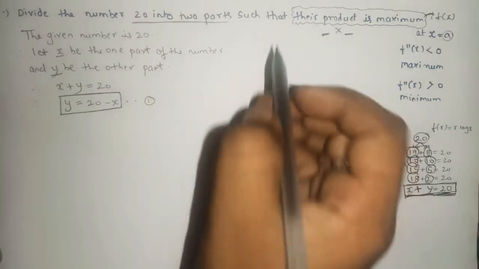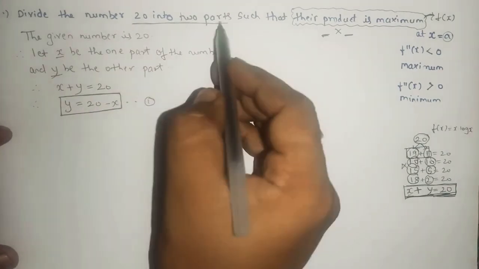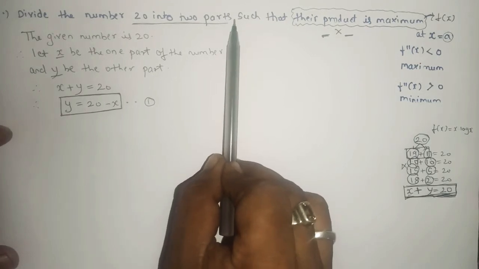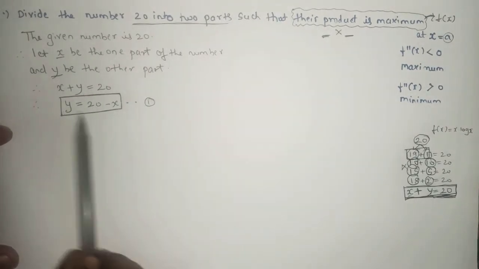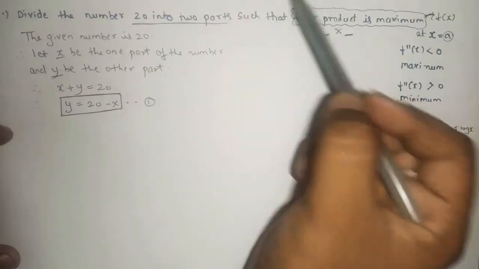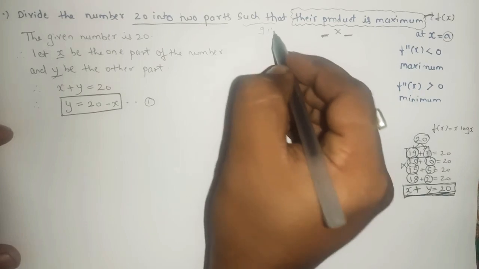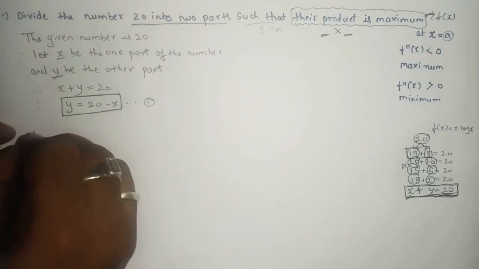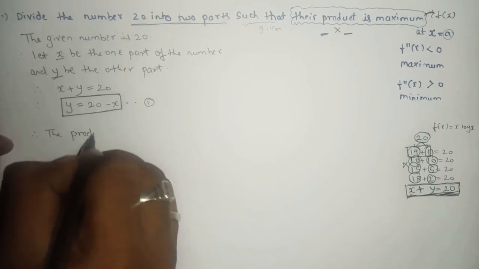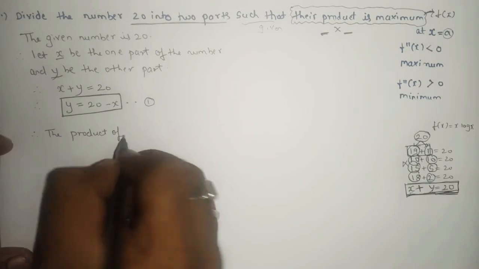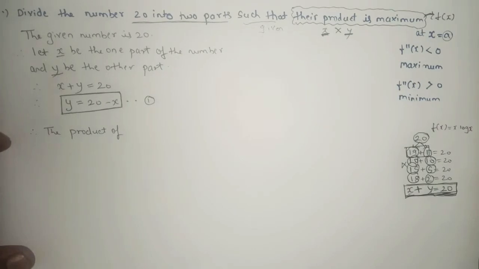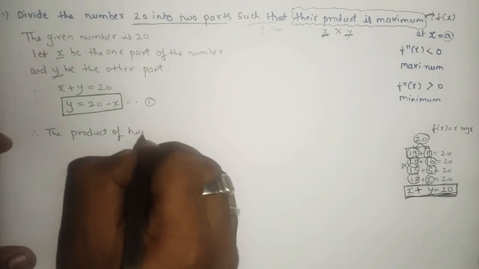So now we divide the number 20 into two parts. Read and understand the sentence till here. We divided that 20 into two parts, so we got the answer for this sentence. Now further we'll see what is given next: their product is maximum. So we'll write here the product. Their product means what? There are two numbers, x and y, yes or no? So their product means the product of two numbers.